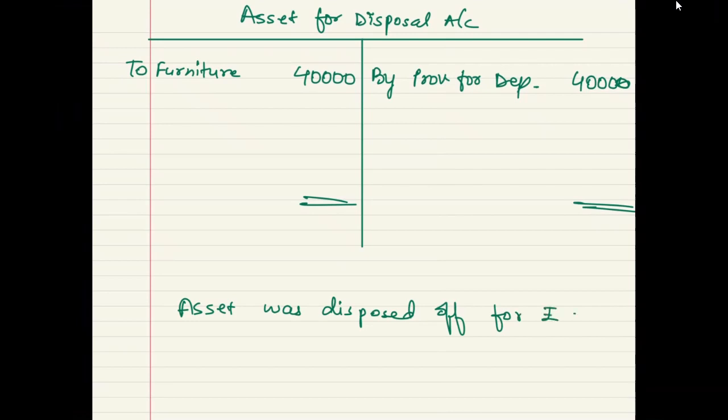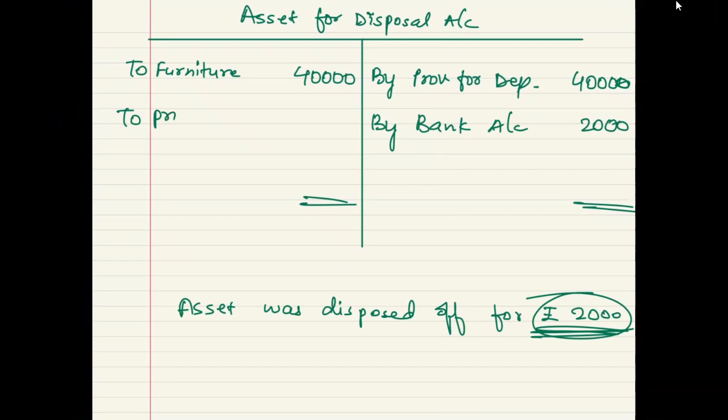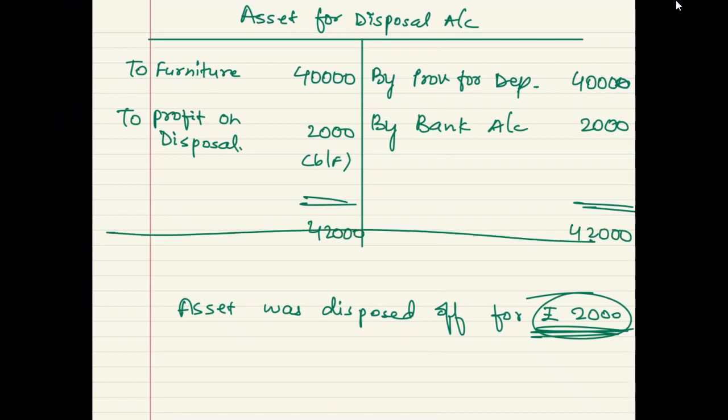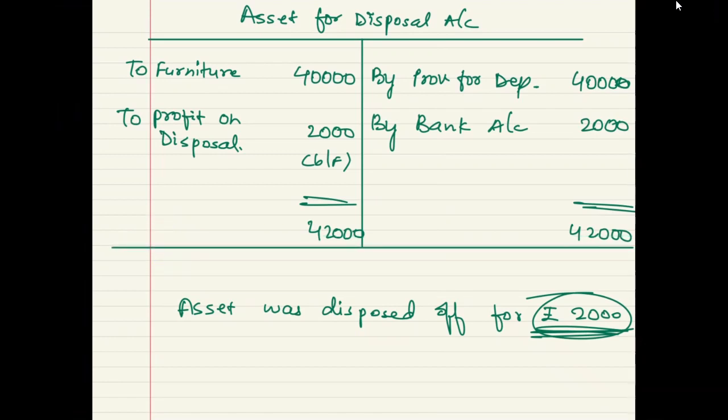for rupees 2,000, so we expected a zero scrap value, but I have received 2,000 from selling this, so I will credit that. We have received this into the bank account. So we have received 2,000 rupees over here, and this will be my profit on disposal, because we assumed that nothing would be left. So this 2,000 would be my profit balancing figure, and both sides will be tallied. So this is how we will calculate the profit and loss on disposal.